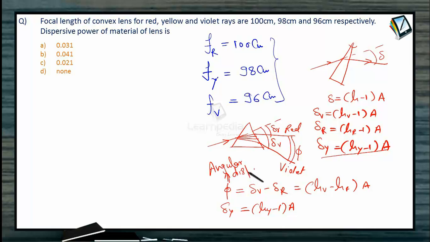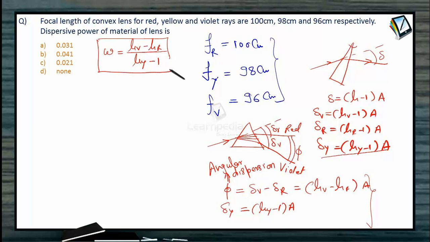Normally these topics are overlooked by students. That is why I am just trying to revise these concepts once. So phi is the angular dispersion, delta violet minus delta red, which is mu violet minus mu red into A, and this is the mean deviation. The ratio of these two is known as the dispersive power, omega. So omega, the dispersive power, is equal to mu violet minus mu red divided by mu yellow minus 1. This is the formula for the dispersive power of the material.